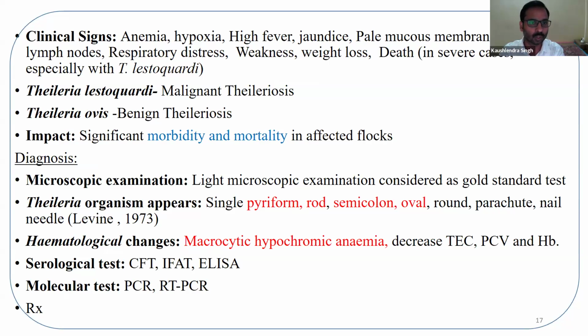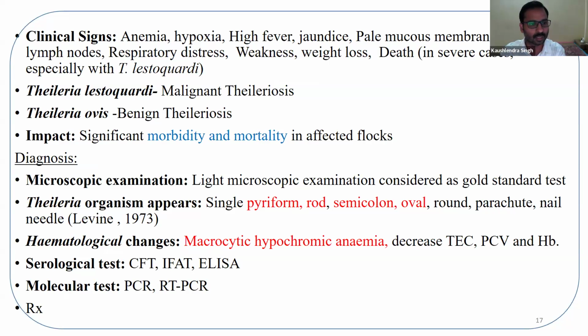Theileria lestoquardi causes malignant theileriosis, whereas Theileria ovis causes benign theileriosis. The impact of the disease is significant morbidity and mortality in the affected flock.